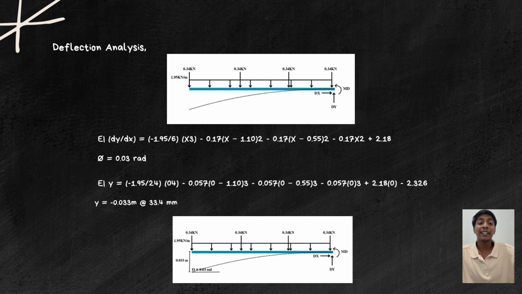Last part, deflection analysis. I got the maximum deflection is 33.4 millimeter with 0.03 radian slope.